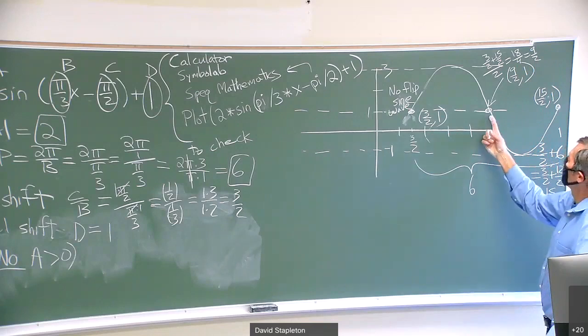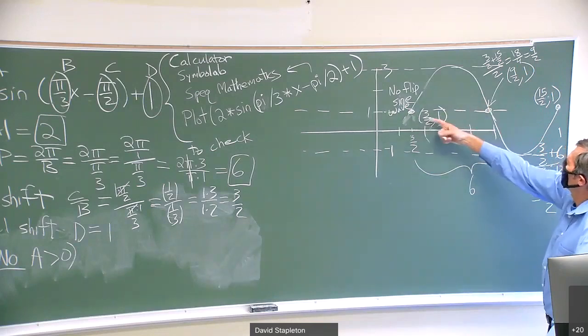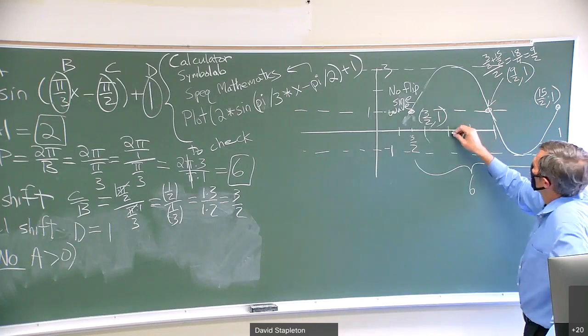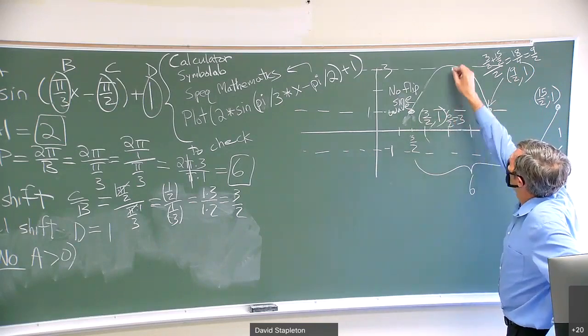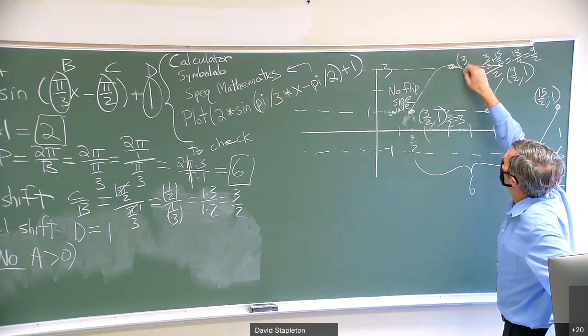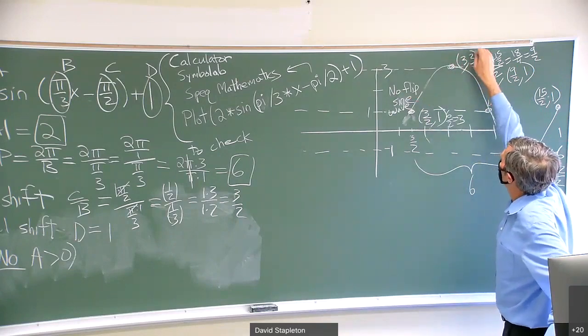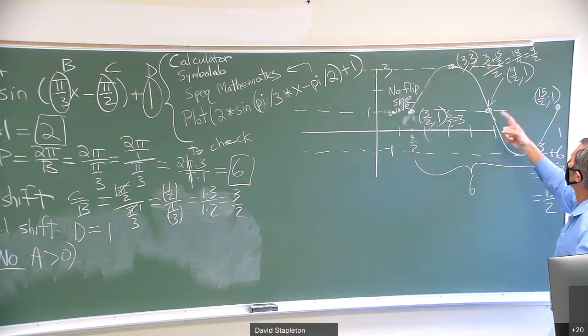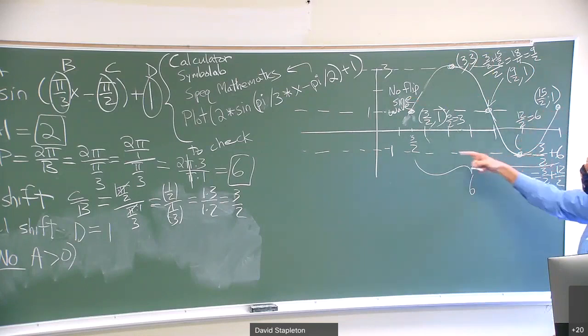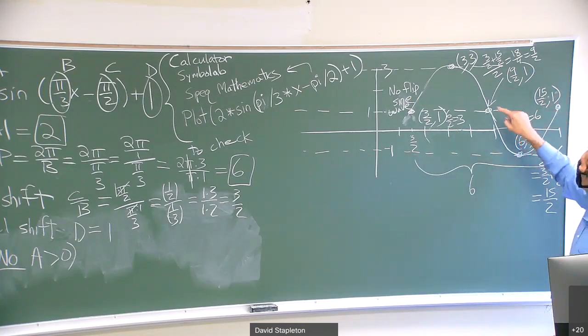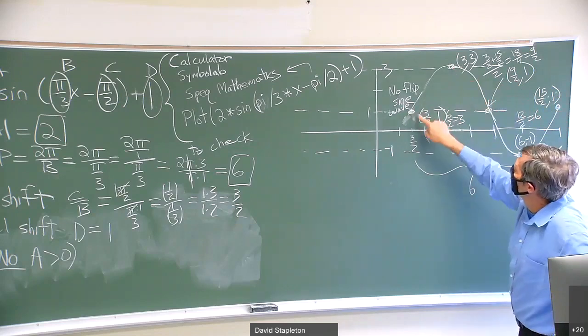And then halfway between 9 halves and 3 halves, well, halfway between 3 and 9 is 6. So this must be 6 halves, also known as 3. So we have this point at the top, 3, and the height of there is 3. And then halfway between 9 halves and 15 halves is 12 halves, also known as 6. So this point must be 6, and it's the bottom guideline, minus 1. There's 5 exact points. 1, 2, 3, 4, 5.